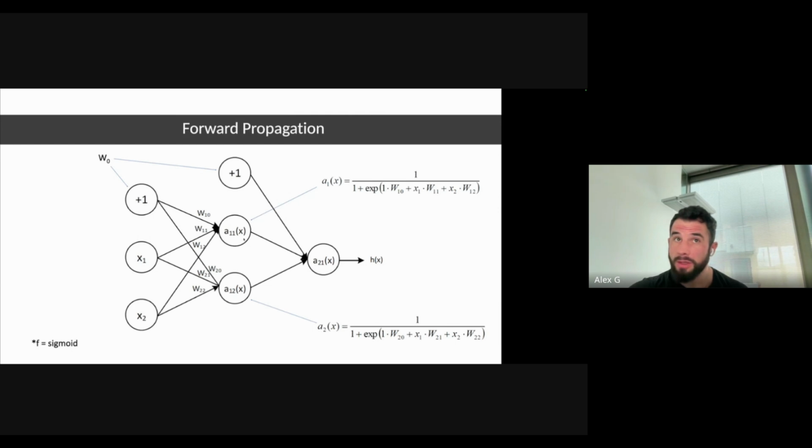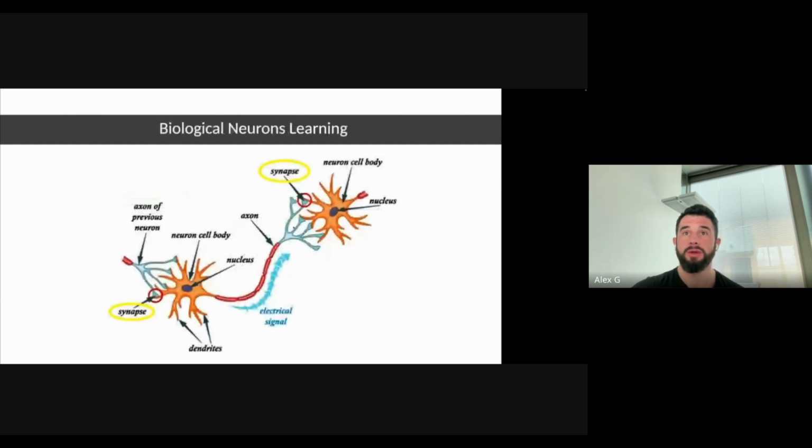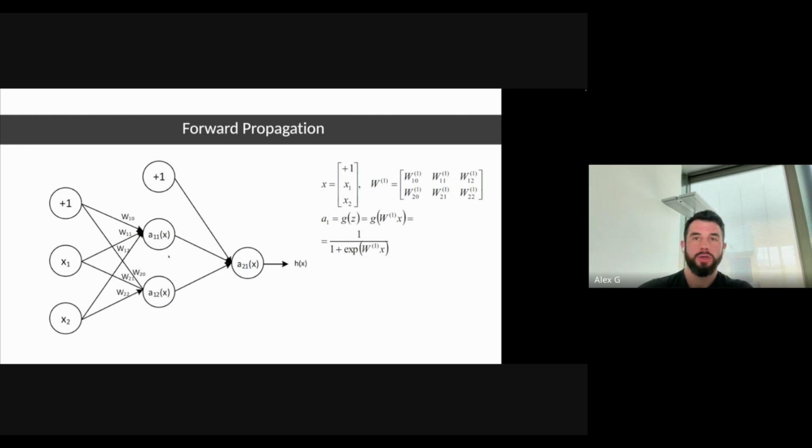You multiply your a11 of x and a12 of x by the weights of their connections, plus the bias term multiplied by the weight of the connection of the bias term to the next layer. You sum it up, you pass it to the activation function. In this case, the activation function is sigmoid, see, 1 divided by 1 plus the exponent of the negative sum.